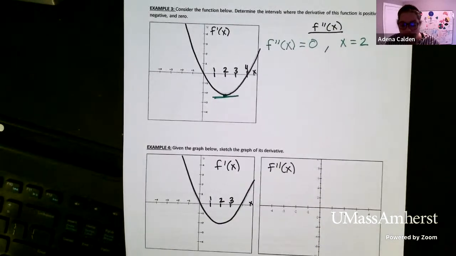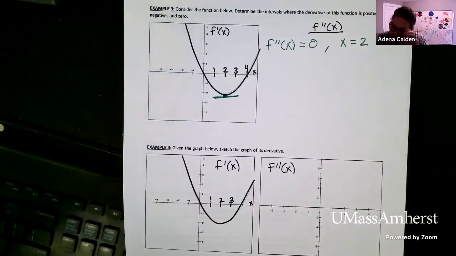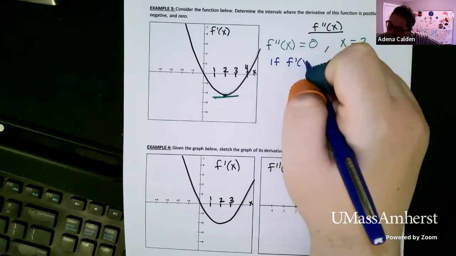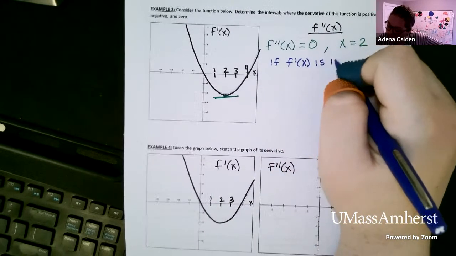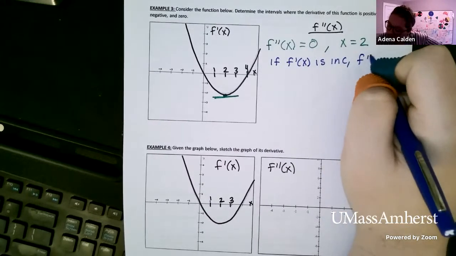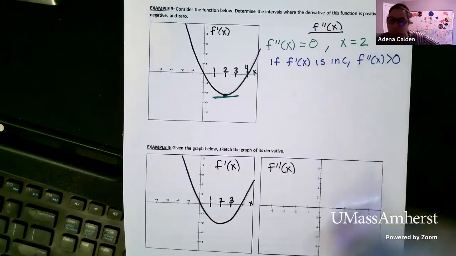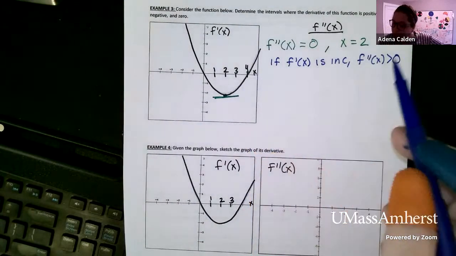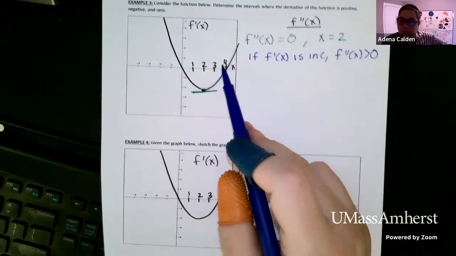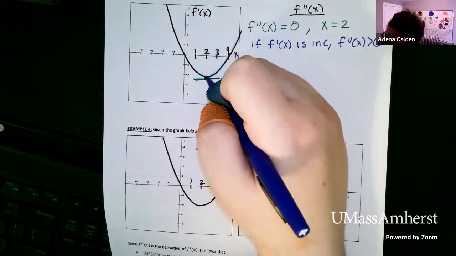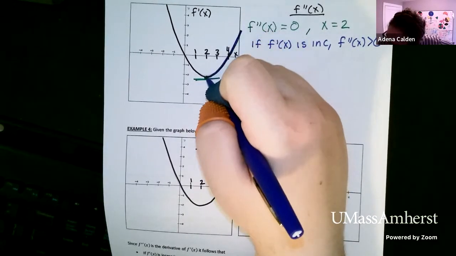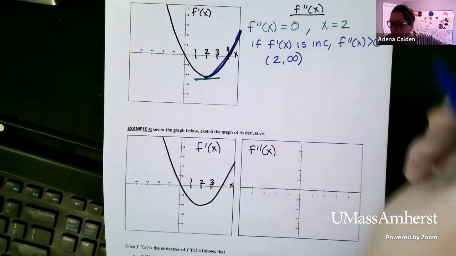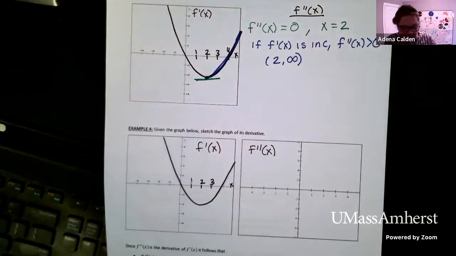Now, I want to figure out where my second derivative will be positive and negative. So here, if the first derivative is increasing, the second derivative is positive. So using the same process as before, if my function is increasing, then the derivative of that function must be positive. So here I see that I'm going to be increasing after 2, to the right of 2. So from 2 to infinity, my second derivative will be positive.